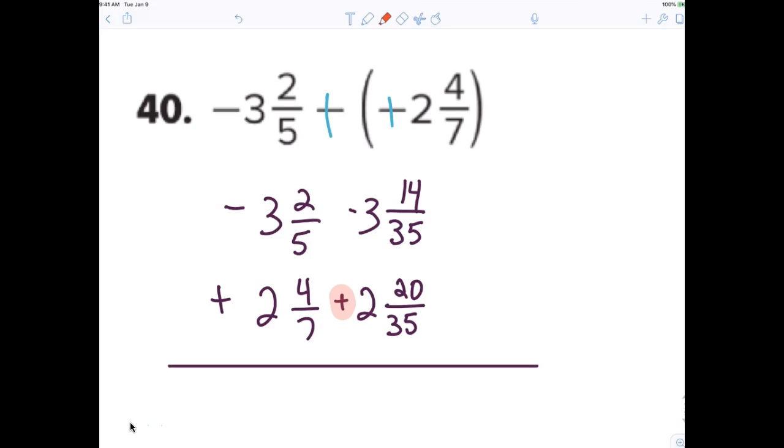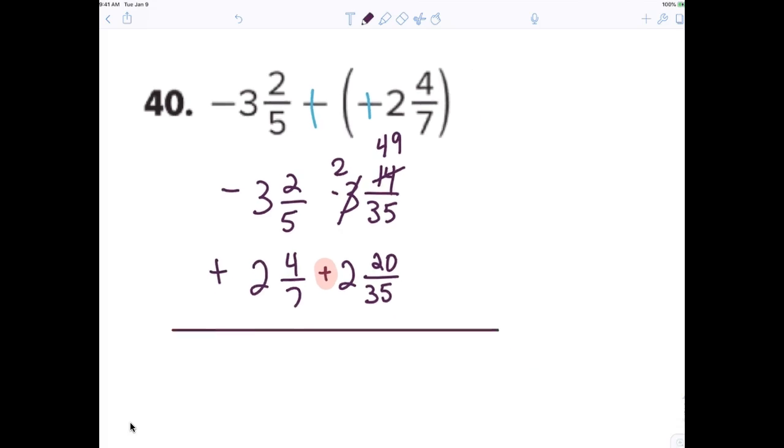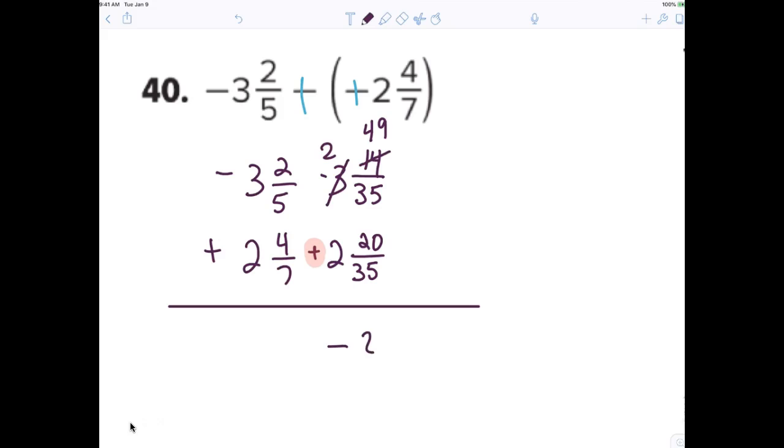All right, now, what's the problem here? Can I subtract 14 minus 20? No. Because I have to borrow. So the 3 becomes a 2. And the 14 becomes a 49. Yes, thank you for listening. That is exactly right. Does everybody see why that's 49? We add the numerator and denominator, right? You understand me? Okay. Now, let's subtract. What do I get? It'll be negative 29 over 35. You are brilliant. Thank you, girl. That was very good.